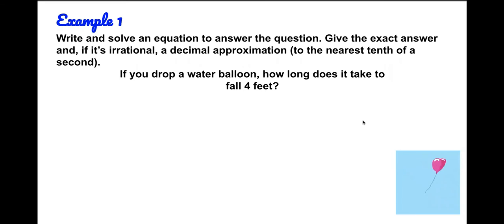So write and solve an equation to answer the question, give the exact answer. If it's irrational, we're going to approximate to the nearest tenth of a second. And our question is, if you drop a water balloon, how long does it take to fall 4 feet?